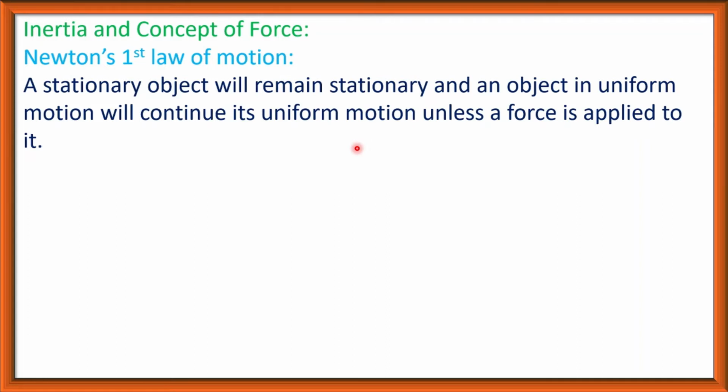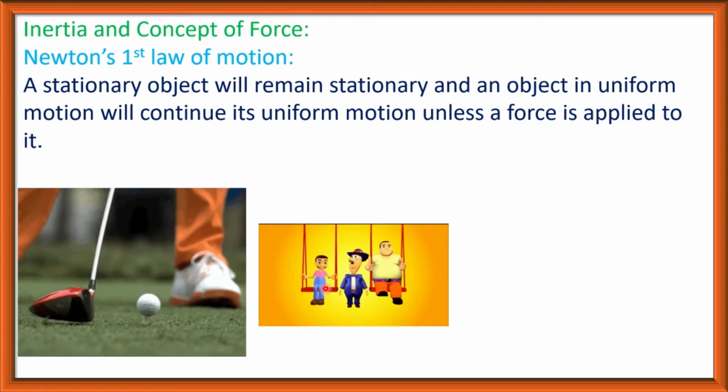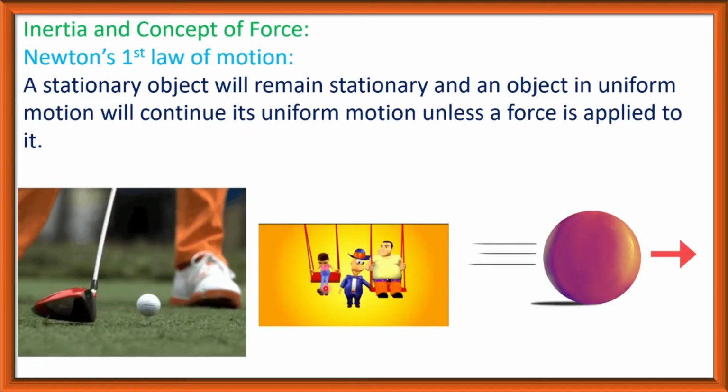So from Newton's first law of motion, we can understand that the body which is at rest will continue its rest position, and the body which is in uniform motion will continue its uniform motion. Here the ball is at rest position. When the force is applied on it, then it starts to move, otherwise it will be at rest position. And here, when the force is applied on this cradle, then the cradle starts to move, otherwise it is at rest position. And here this ball is in uniform motion. If we don't apply force on it, then it will continue its motion.